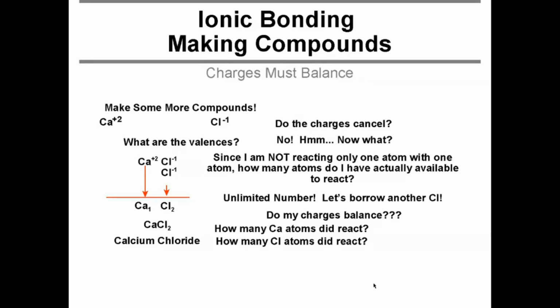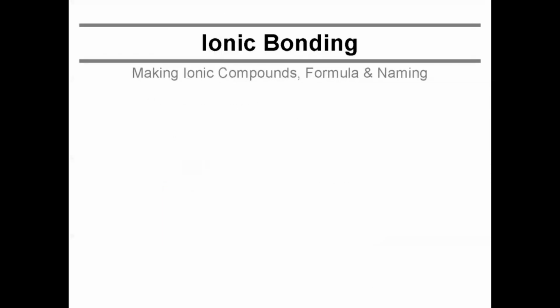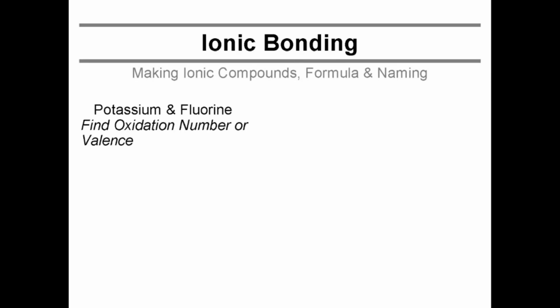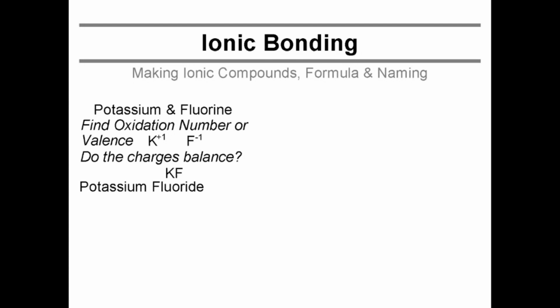So charges need to balance. We will do some more balancing a little later. So, making ionic compounds, the formula and the naming. Let's try this one. If we react potassium and fluorine, first of all, we find the oxidation numbers or the valences. Potassium is a +1. Fluorine would be a -1. All right. Do the charges balance is the next question. Yes, they do. All we have to do is push them together. Third question, what's the name? Potassium fluoride.